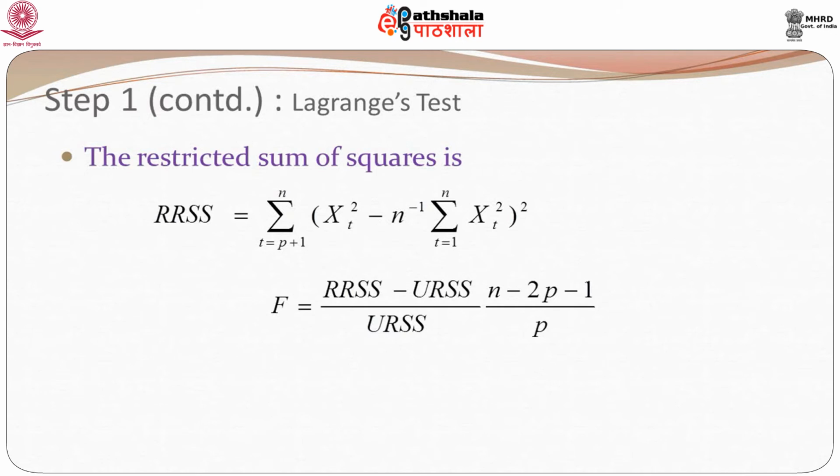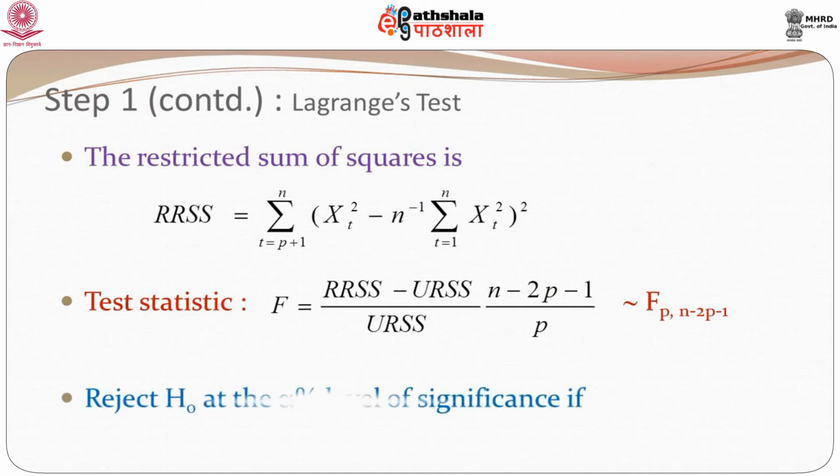And the F statistic, as usual, is constructed as RRSS minus URSS by URSS divided by the corresponding degrees of freedom. And this follows an F distribution with degrees of freedom p and n minus p minus 1, and you would be rejecting H naught at the alpha % level of significance if the observed value of F is greater than the F alpha value. So, if you accept, it means that there is no heteroscedasticity, it is homoscedastic, and if you reject, you know that there is heteroscedasticity in the model. Some of the alphas are not equal to 0, and hence there is some dependence on the past.